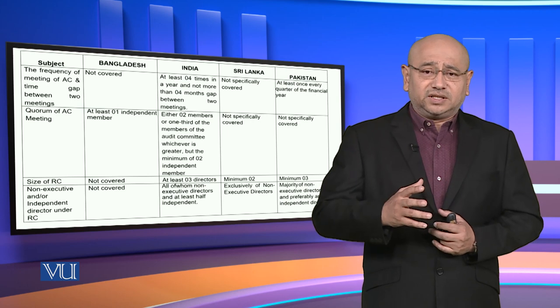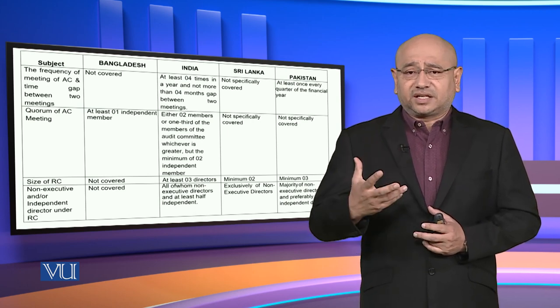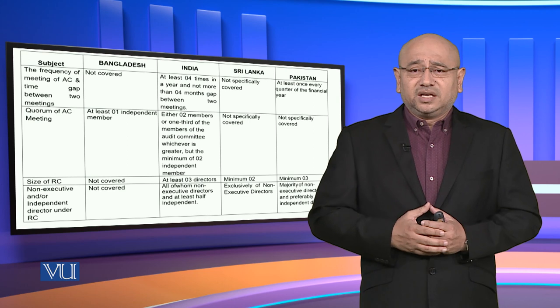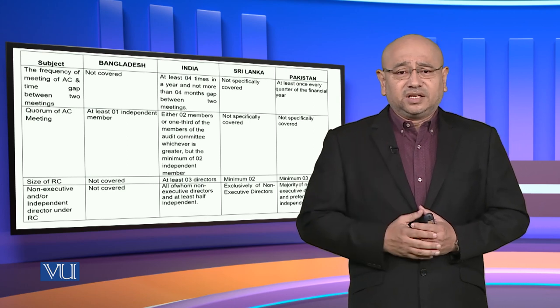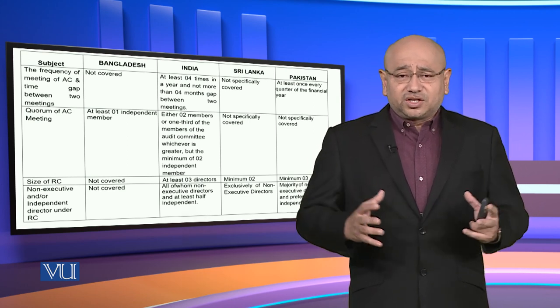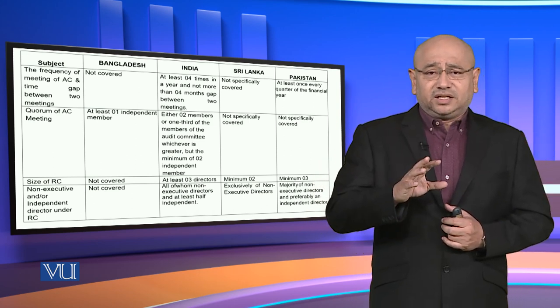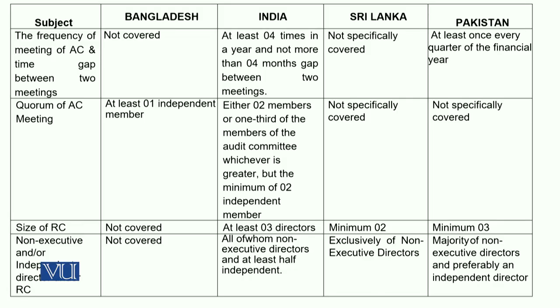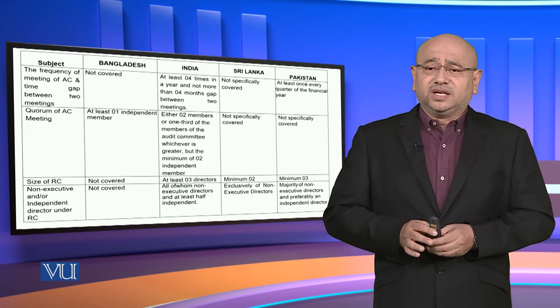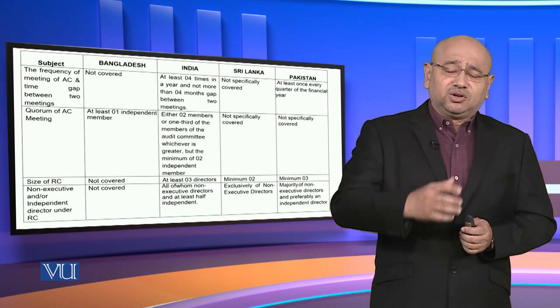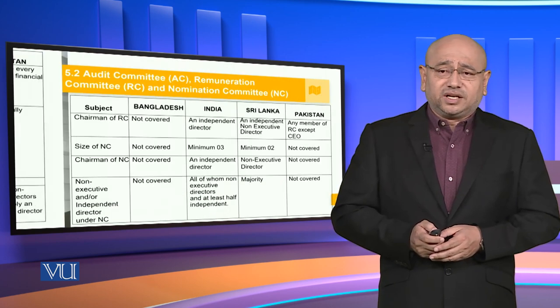We look at the size of the remuneration committee. That's not covered in Bangladesh. At least 3 directors in India, 2 directors in Sri Lanka, and again 3 directors in Pakistan. In the remuneration committee, non-executive and independent directors: not covered in Bangladesh. In India, all of them should be non-executive directors, and at least 1/2 should be independent. In Sri Lanka, we see exclusively non-executive directors, while in Pakistan, a majority of non-executive directors and preferably an independent director should be a part of the remuneration committee, which is extremely important.